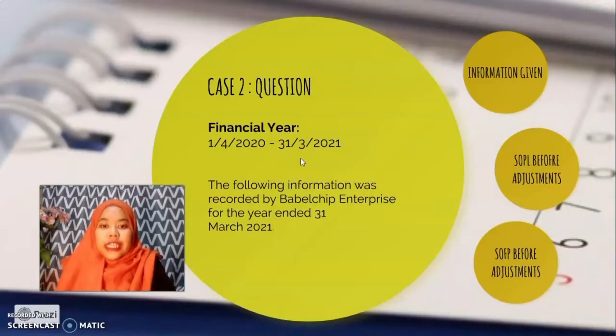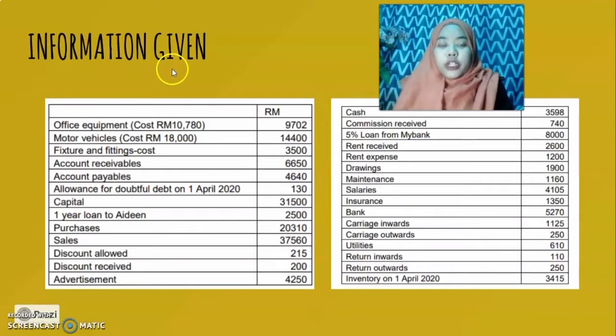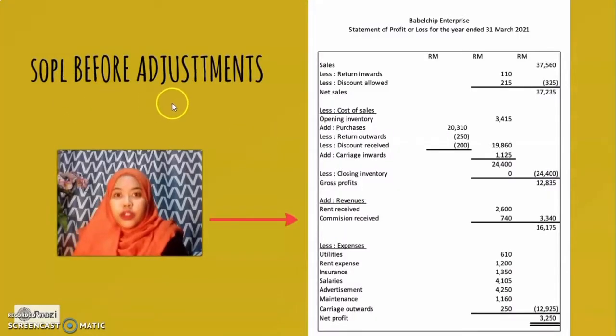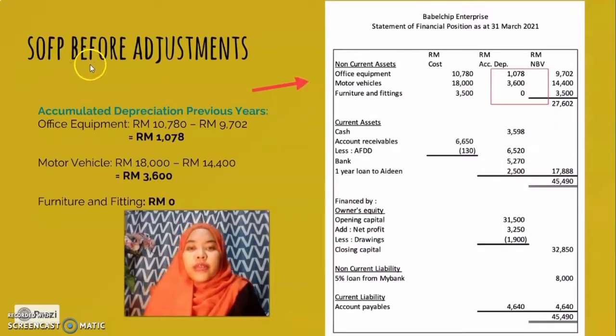Alright, so as you can see in the slide, this is the accounting period of 12 months by Bubble Chip Enterprise. Next, moving on to the information given by the question, where we will extract this information into SOPL and SOFP tables. So this is SOPL before the adjustment. This is SOFP before the adjustment.